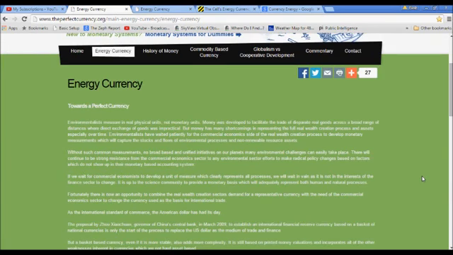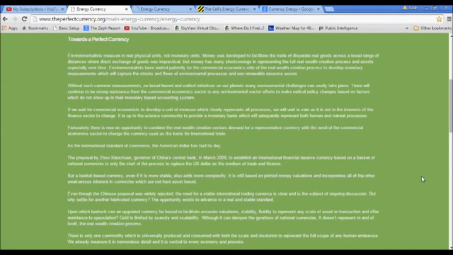If we wait for commercial economics or economists to develop a unit of measure which clearly represents all processes, we will wait in vain. It is not in the interest of them to change. It is up to the science community to provide a monetary basis which will adequately represent both human and natural processes. Fortunately, there is now an opportunity to combine the real wealth creation sector's demand for representative currency with the need of the commercial economic sector to change the currency used as the basis for international trade.